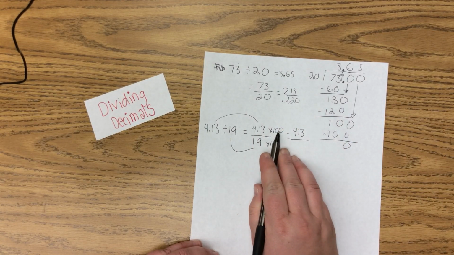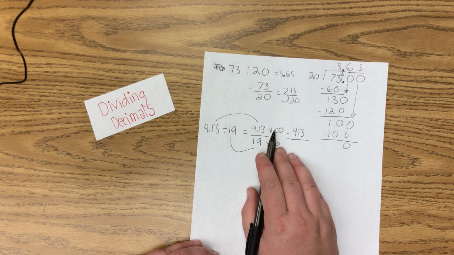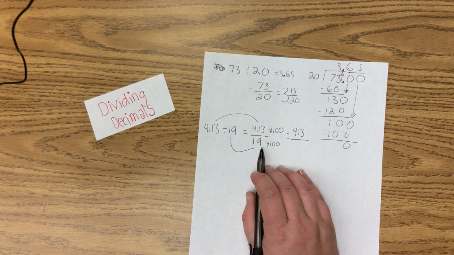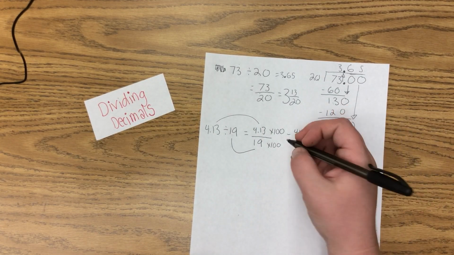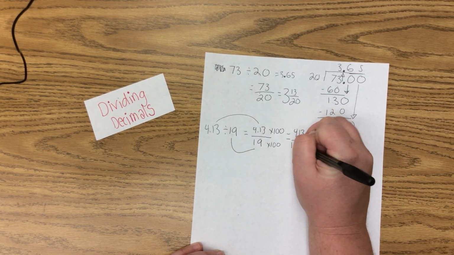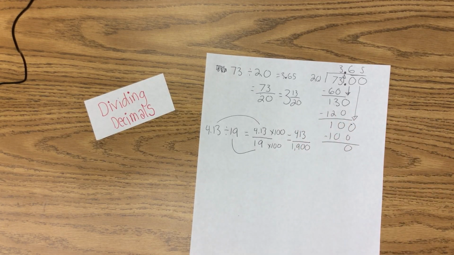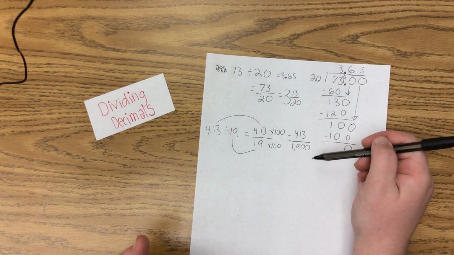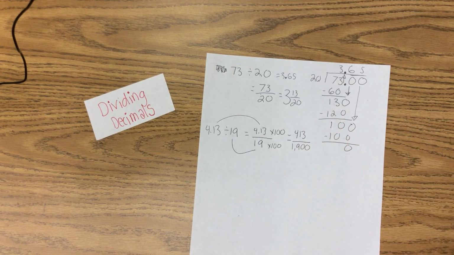So 4.13 times 100 is the numerator option. You still need to do 19 times 100. 19 times 100 is going to end up giving you 1,900. So now you have a division expression of 413 divided by 1,900, which you can simplify, which you can divide and get your final answer.